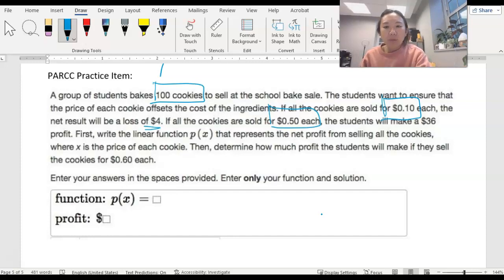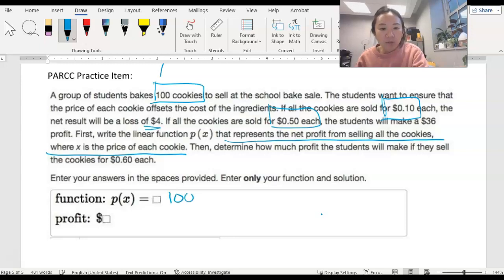All right, so if we are looking at a 50 cent each cost for 100 cookies, and the students will make a $36 profit. So we're writing the net profit from selling all the cookies, where x is the price of each cookie. So we don't know necessarily what the cost is that we're going to sell them for. So we're going to sell 100 cookies times x, and then we also want to offset the cost that will be for the cookies.